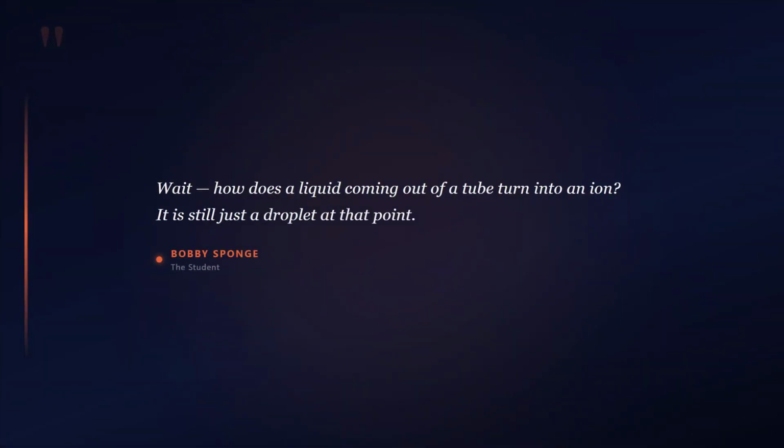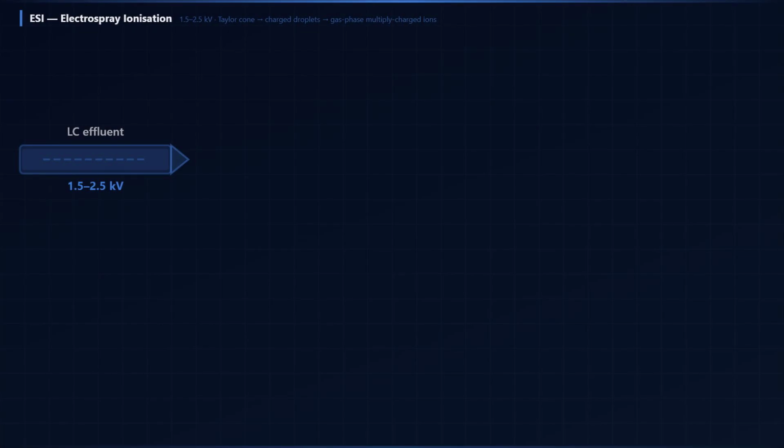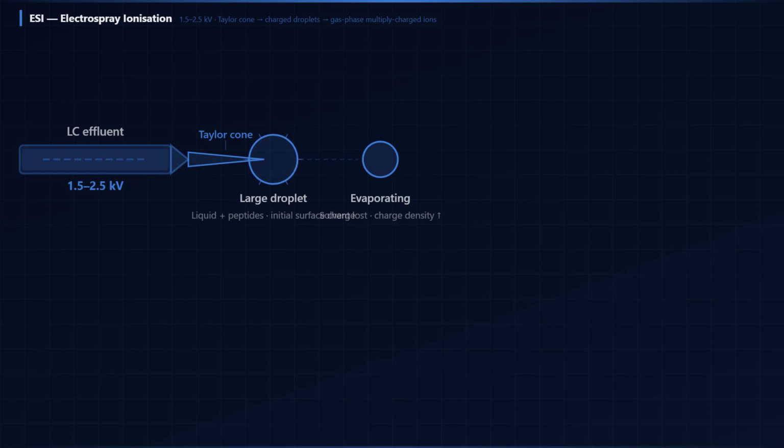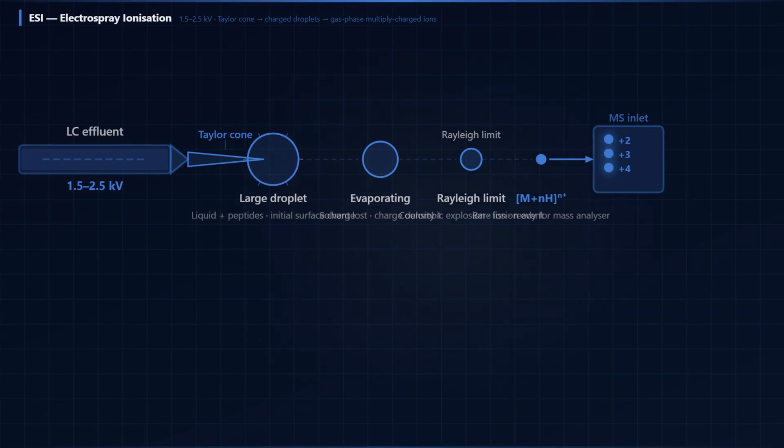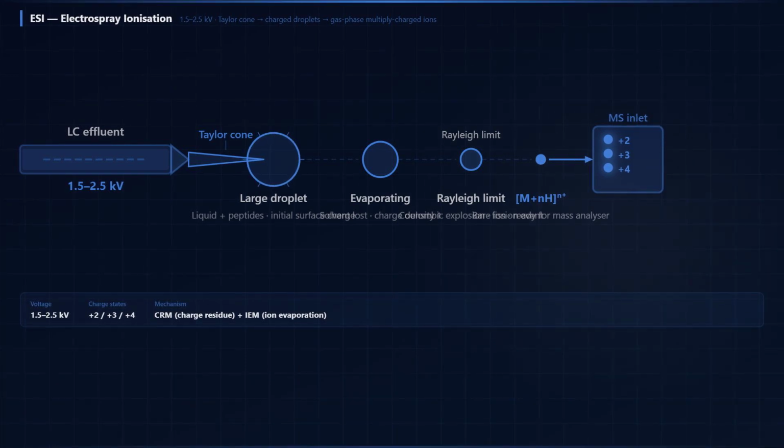Wait, how does a liquid coming out of a tube turn into an ion? It is still just a droplet at that point. At the ESI source, your LC eluent flows through a fused silica emitter at 1.5 to 2.5 kilovolts. The electric field charges the liquid surface and deforms it into a cone, a Taylor cone, at the capillary tip. Charged droplets detach from the cone apex and travel toward the instrument inlet. As solvent evaporates in flight, each droplet shrinks. The surface charge density increases until the electrostatic repulsion between charges exceeds the droplet's surface tension. Ions are then ejected directly into the gas phase.